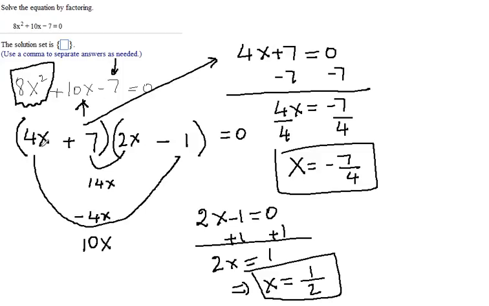Let's try one more time. 4x times 2x is 8x squared. 7 times negative 1 is negative 7. And the middle term is minus 4x from the outer, and plus 14x. And 14x minus 4x is 10x.